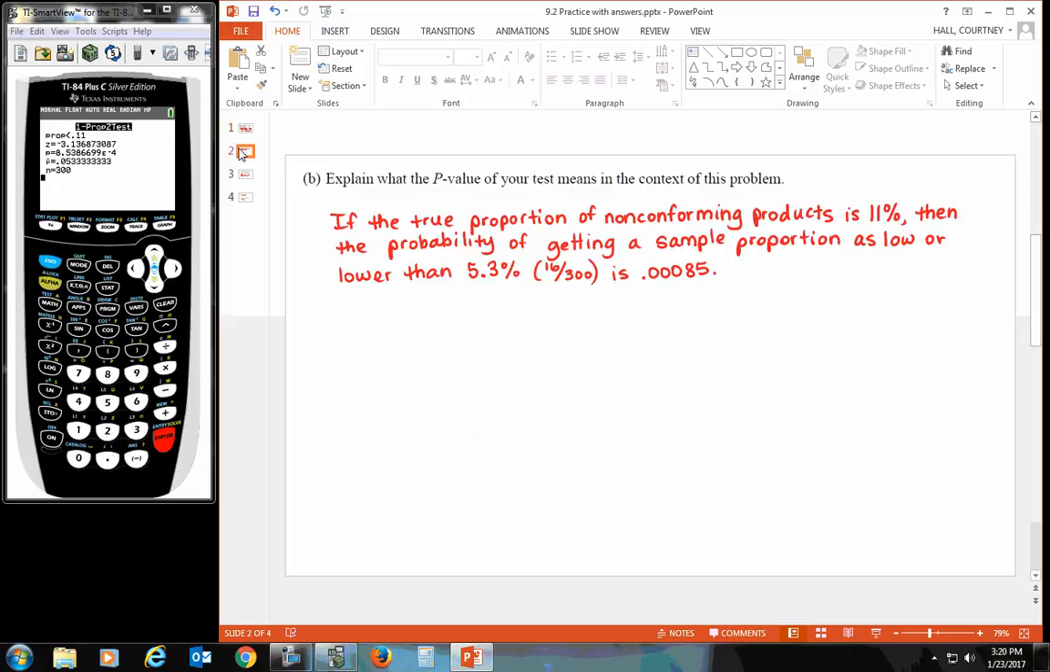Okay. Explain what the p-value of your test means in the context of this problem. That's just that memorize-the-sentence one that I just love so much, that we did together on the 9.1 daily check, but you got to memorize what the p-value sentence is.